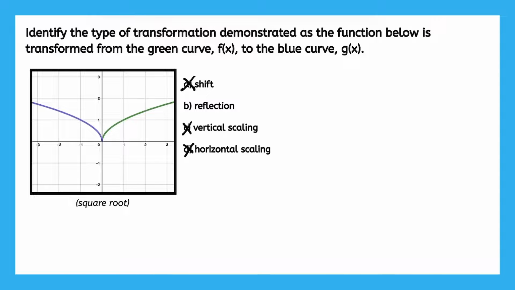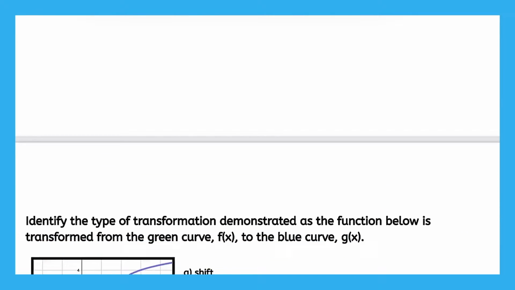And we can clearly see that the green graph is being reflected over the y-axis in order to get the blue graph. So our answer is B, reflection. All right, let's see what's next here.